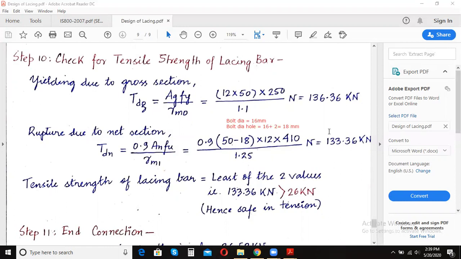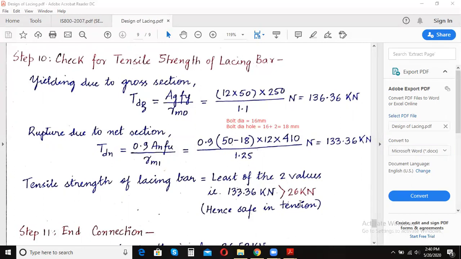So what is the tensile strength of the lacing bar? It will be equal to the least value between these two. The least between these two values is how much? 133.36 kilonewton. So this 133.36 kilonewton is the design tensile strength of the lacing bar, and that value is much greater than the force acting on the lacing, which is equal to 26 kilonewton. Hence the system of lacing which we have adopted is safe in compression and safe in tension.